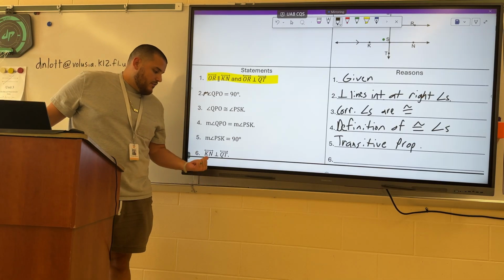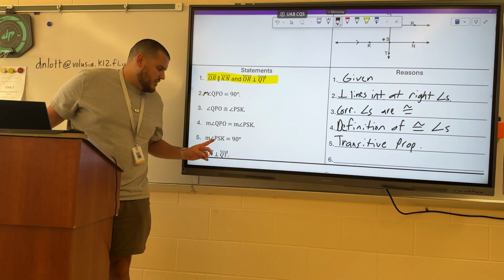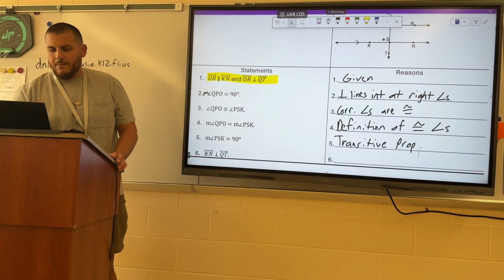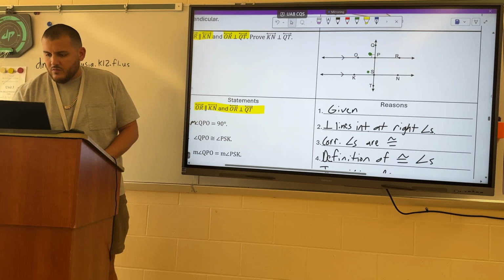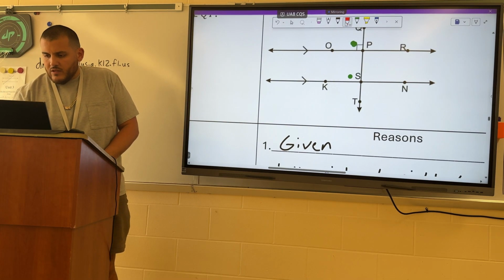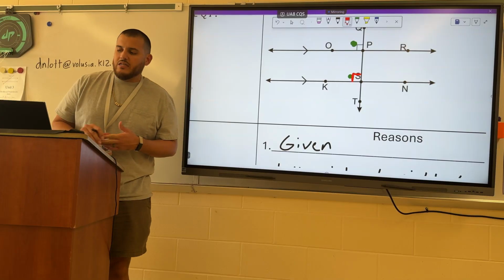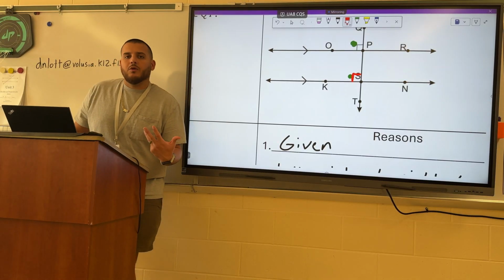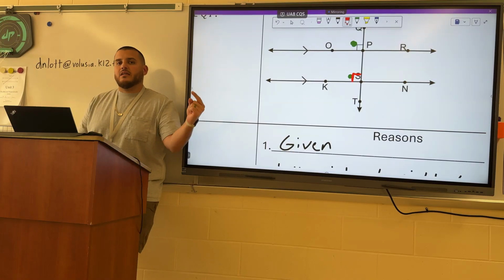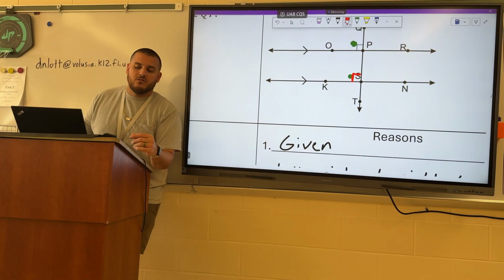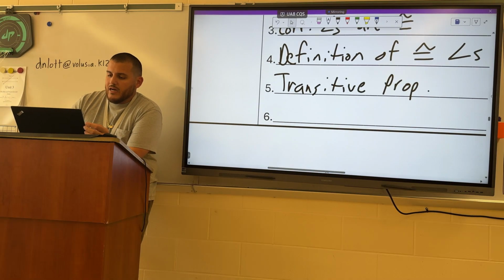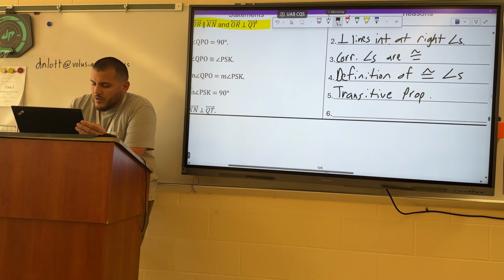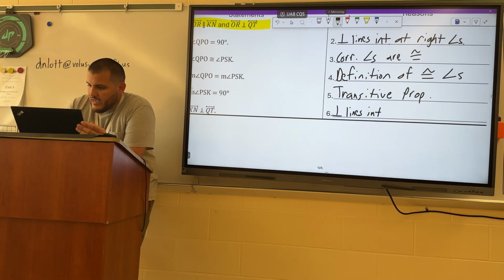And then from there, we have KN being perpendicular to QT. Let's see why this is true. PSK, again, in our figure, is that bottom green dot there. Let me zoom in a little bit for you. PSK is where that bottom green dot is. We've now proven that that is a right angle. It's 90 degrees because of our transitive property. And that is the proof we need for perpendicular lines. Perpendicular lines have to intersect and form a right angle, and we just proved there's a right angle at that intersection. So the reason that we can say now that our lines are perpendicular is because perpendicular lines intersect at right angles.